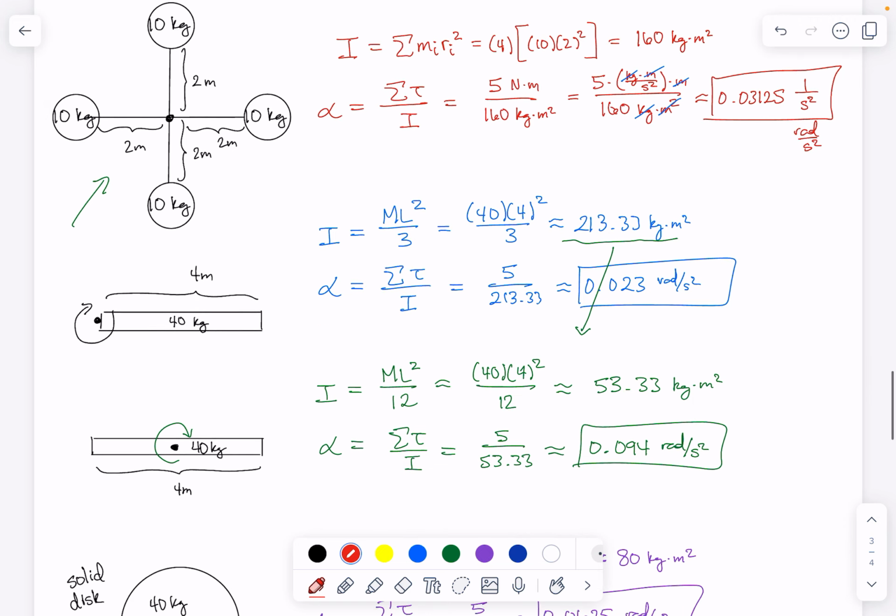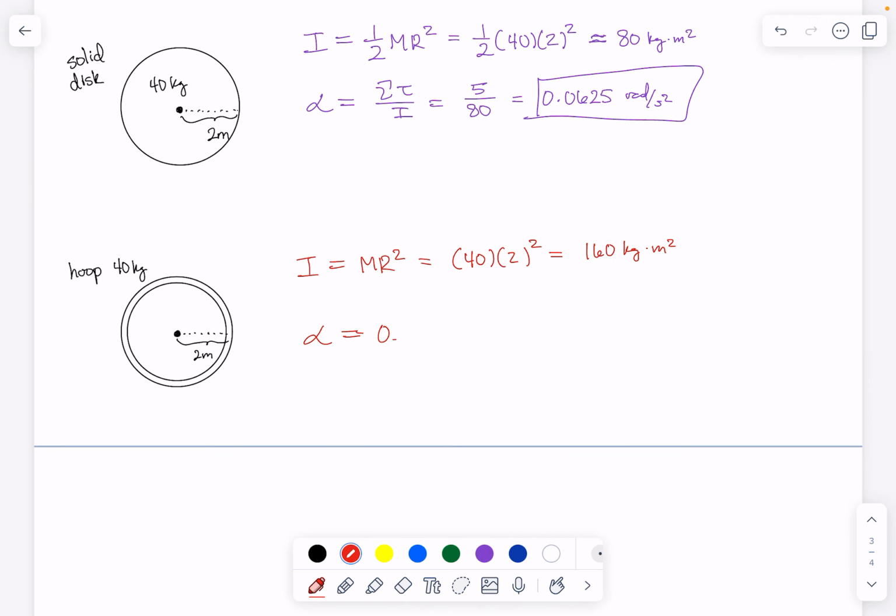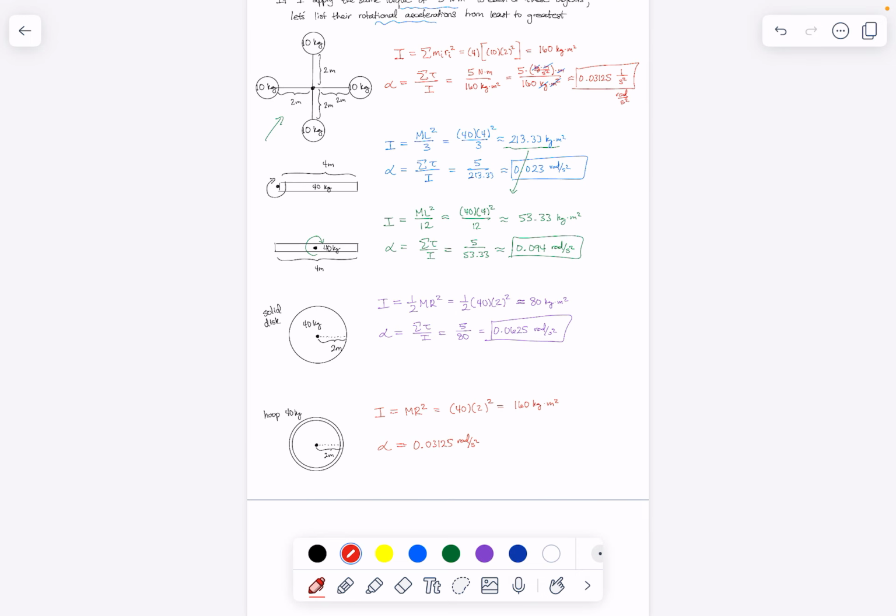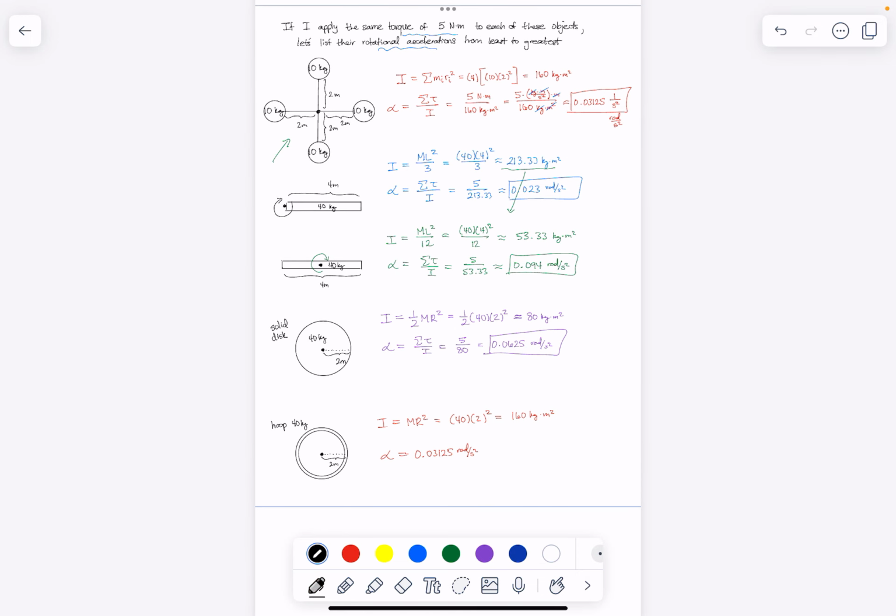That would be 0.03125. 0.03125 radians per second squared. So let's put all this together. That's interesting. They had the same exact rotational acceleration.